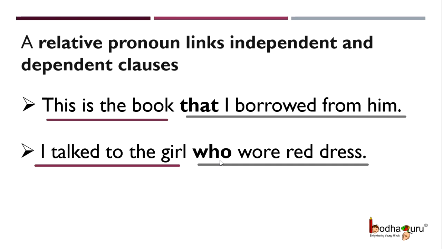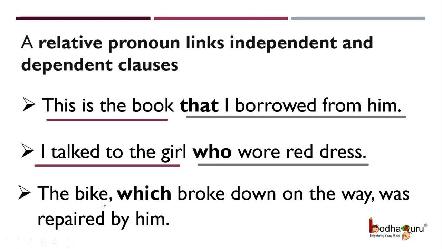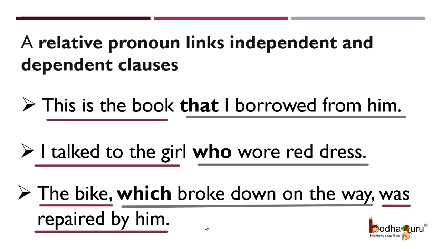The bike which broke down on the way was repaired by him. Here, what is the independent clause? It is the bike was repaired by him. And which broke down on the way is the dependent clause. And which is the relative pronoun which is linking the two clauses. So now you must have understood what is a relative pronoun.